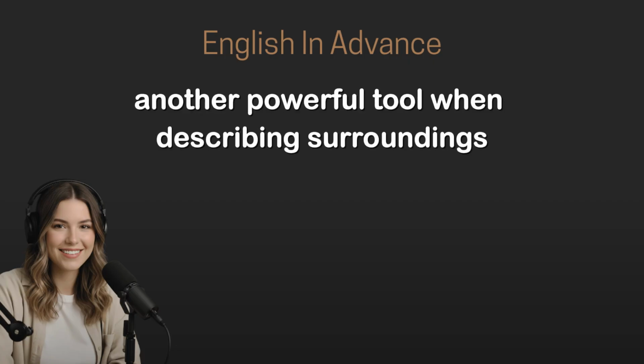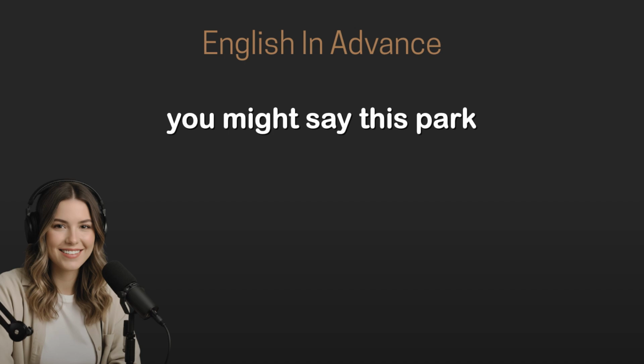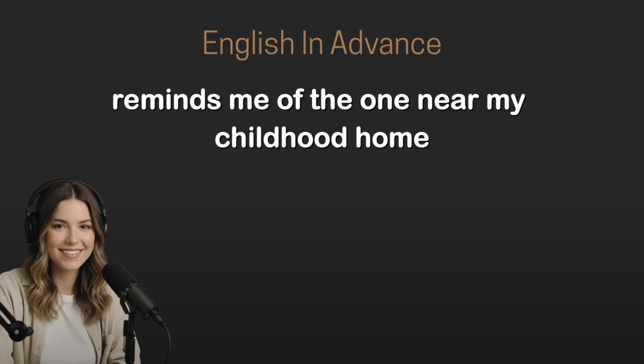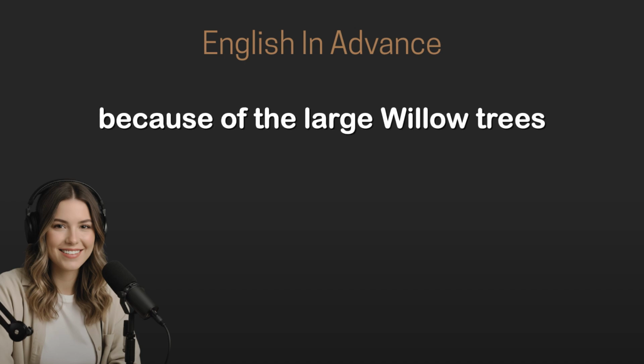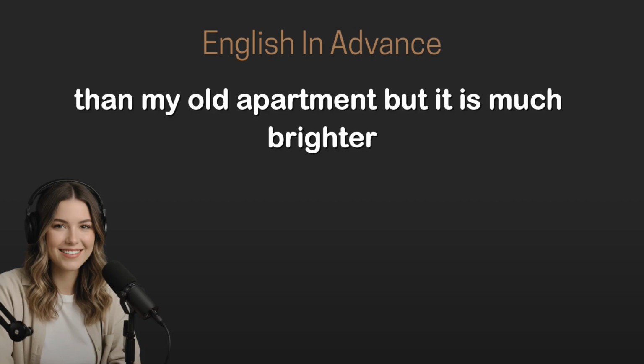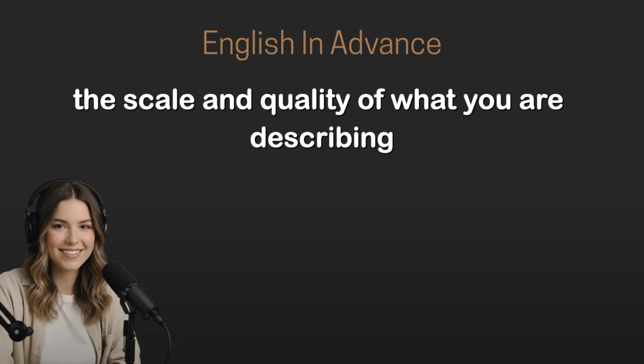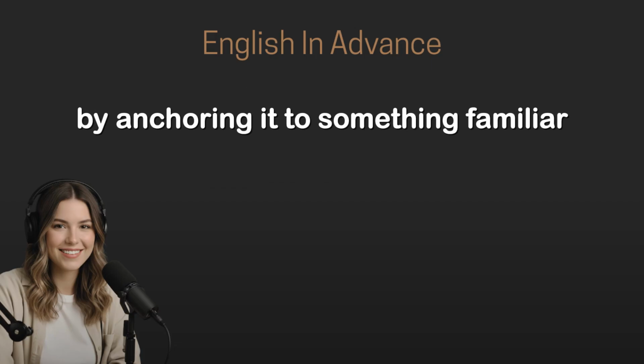Comparison is another powerful tool when describing surroundings. You can compare your current environment to somewhere else. You might say this park reminds me of the one near my childhood home because of the large willow trees. Or you could say this room is much smaller than my old apartment, but it is much brighter. Comparisons help the listener understand the scale and quality of what you are describing by anchoring it to something familiar.